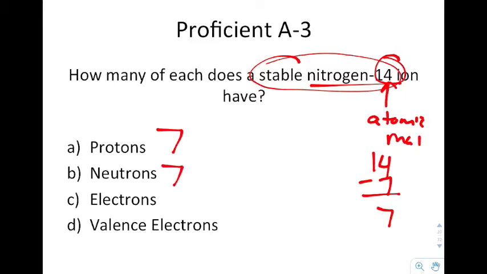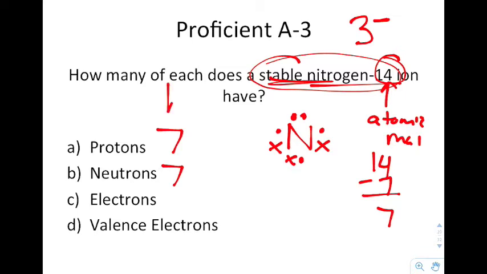The next thing that I need to decide on is that it's a stable nitrogen ion. Okay, so because it's a stable nitrogen ion, this is normally what nitrogen is. Because it's in group 15, it has 5 valence electrons. It needs to add 1, 2, 3 electrons in order to become stable. So when we say stable, it means it has 3 extra negative charges. So when we talk about the total number of electrons, remember nitrogen should have 7 because normally protons and electrons cancel out.